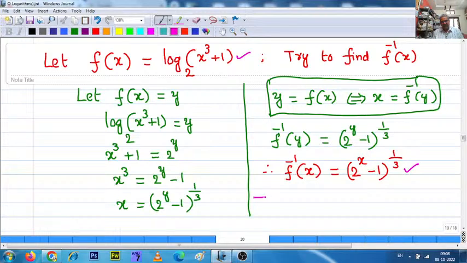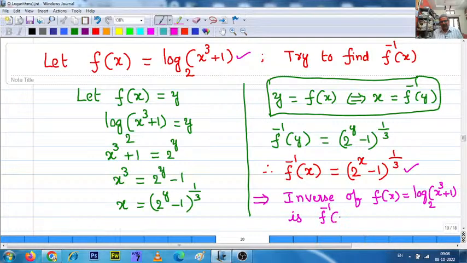That means we conclude that the inverse of this f of x, equal to log (x cube plus 1) to the base 2, is nothing but f inverse x equals (2 power x minus 1) all to the power of 1 by 3. It has been concluded. So now go back to the question.